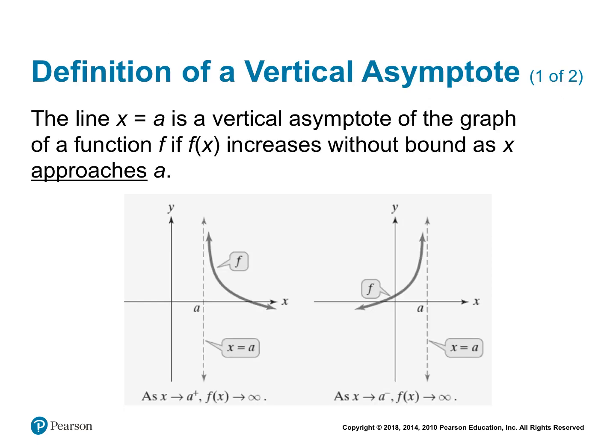Okay, definition of a vertical asymptote. So the line x equals a is what we're going to be using, and that represents the vertical asymptote of the graph of a function. And you can see it increases without bound as x approaches a. So this function increases without bound. You can see the arrows as it approaches that vertical line.